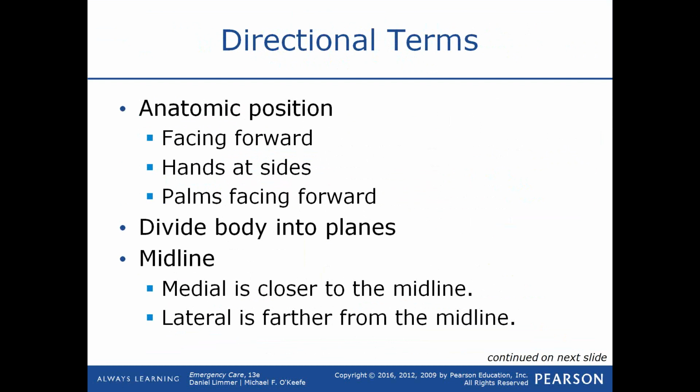From there, we can identify other planes and anatomical directions as well. The body is divided into planes. The body is divided down the center. That's known as the midline. So anything medial is closer to the center of the body. Anything lateral is farther away from the center of the body.